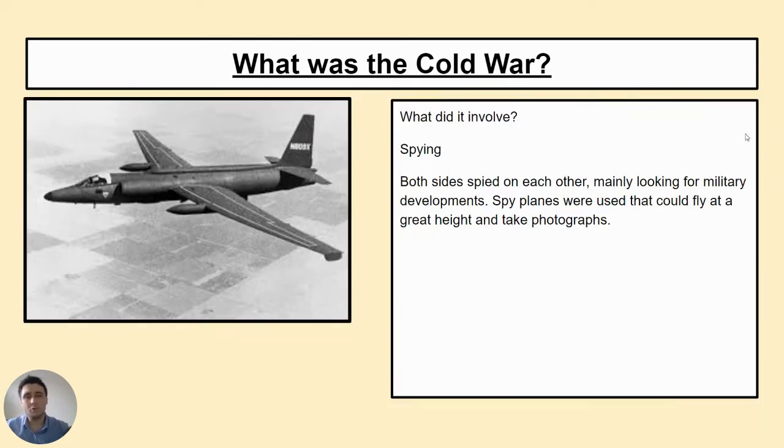So what does a Cold War involve? Well, there's a few features that I'll go through now. And the first one is spying. Both sides spied on each other, looking mainly for military development, so new missile bases being built, for example. What new weapons were there? Now, spy planes were used that could fly at great height and take photographs. This is shown here with the U-2 spy plane.